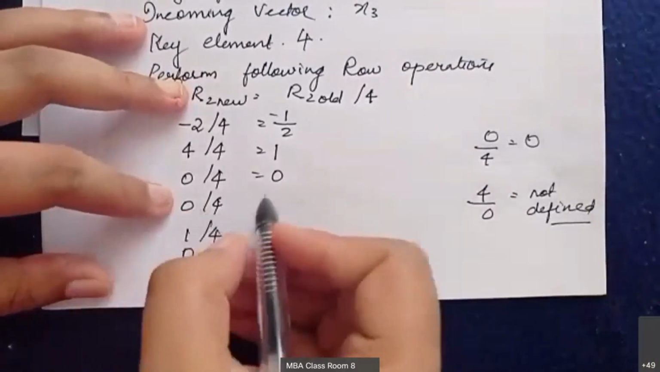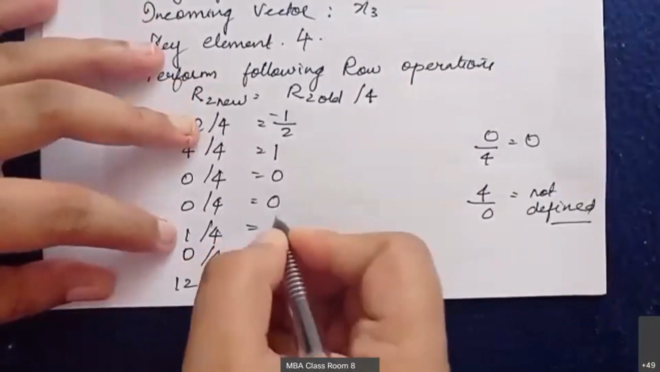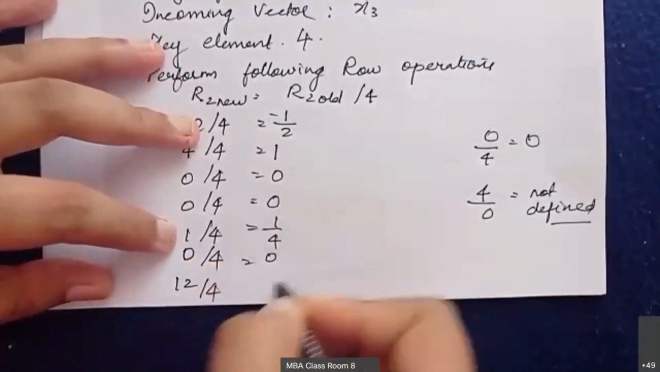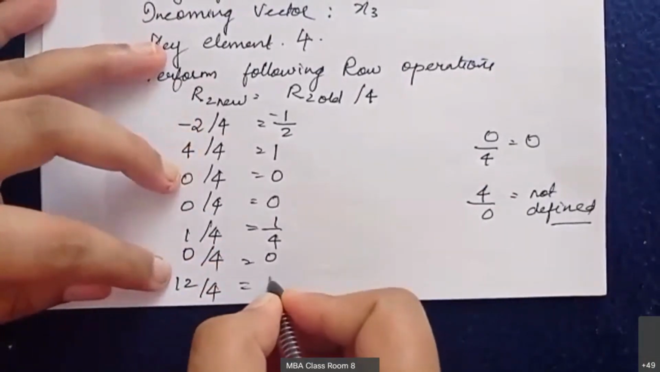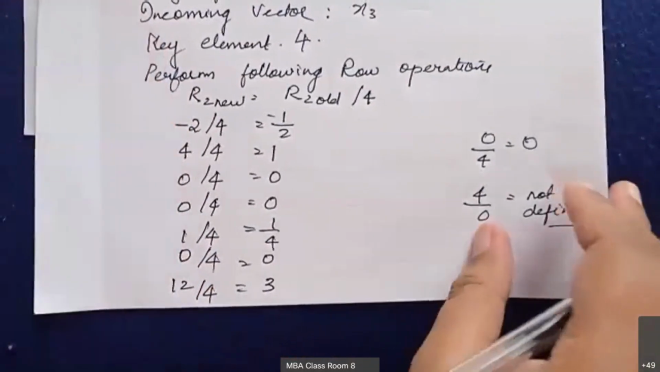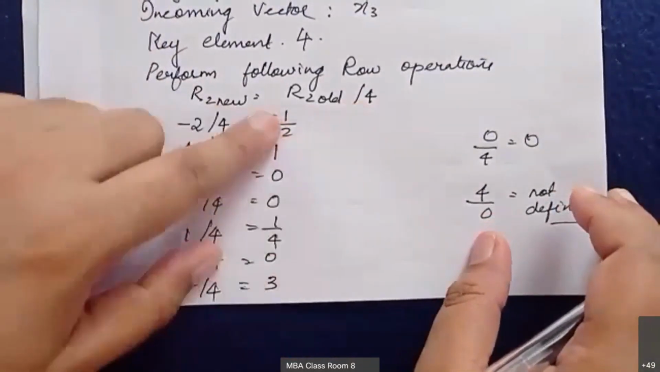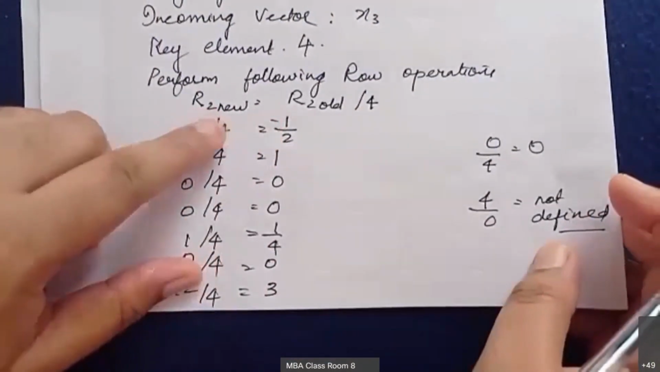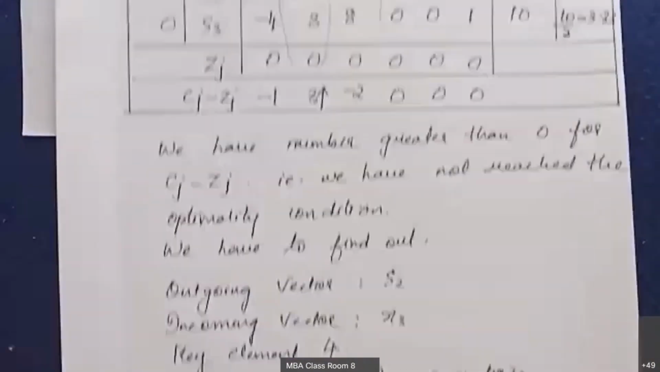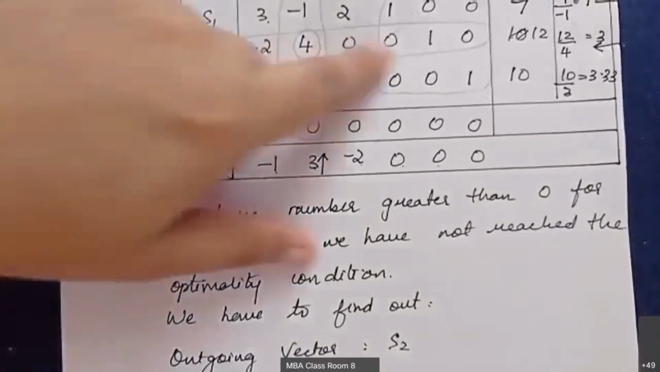Coming back, 0 divided by 4 is 0. 1 divided by 4 is 1 by 4. Over here, it is 0. And over here, we have 12 divided by 4, which is 3. That is all, we have changed only R2. R2 new becomes this way. So we have to first do the row operation for the key row. Our key row was R2. That is why we changed R2 first.